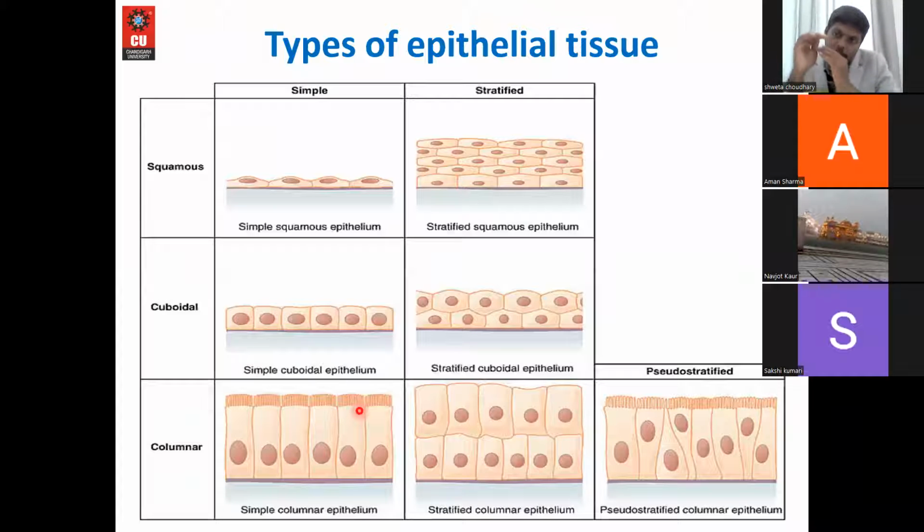Now, if there are more than a single layer, two to three layers, it is called stratified. More than one layer is called stratified. So this is stratified squamous epithelium, this is stratified cuboidal epithelium, and this is stratified columnar epithelium.